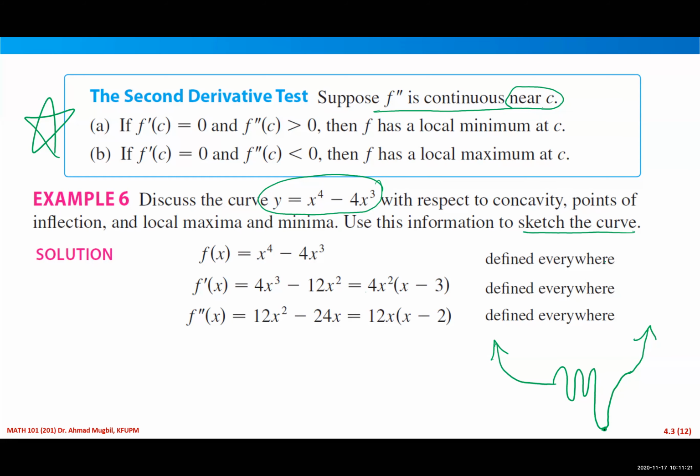Now, we will try to find out what this local minimum is. So I know now that it has a local minimum. It could have a local maximum, by the way, but it has a local and absolute minimum.